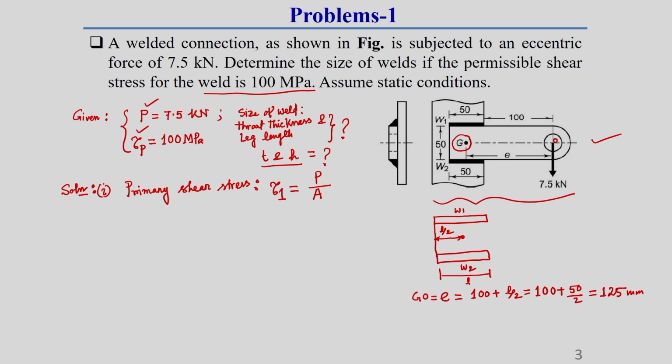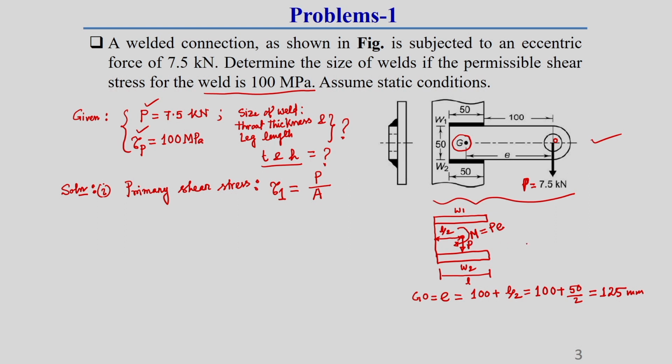Now, we are shifting this load P, which is equal to 7.5 kilonewton, from O to G. In this G there will generally act a similar force P, because according to the principle of applied mechanics we know these things, and there will be a moment, or you can say couple M. This couple M should be equal to this externally applied load P times the perpendicular distance between G and O, which is e. So, couple M equals P times e.